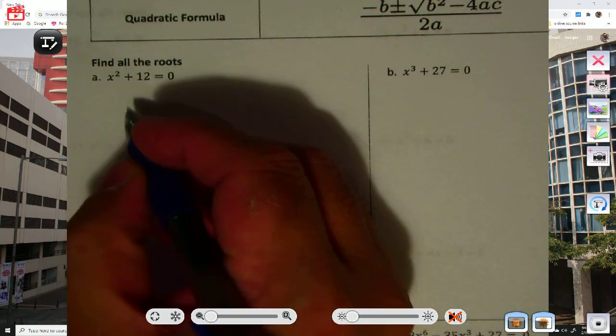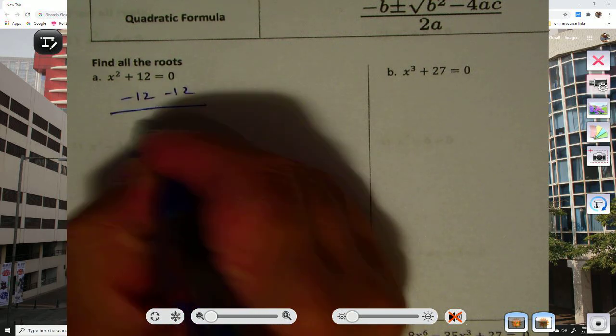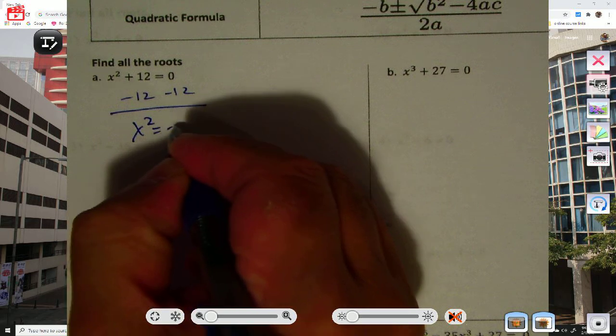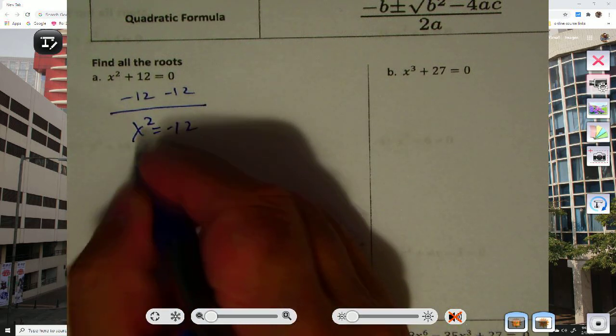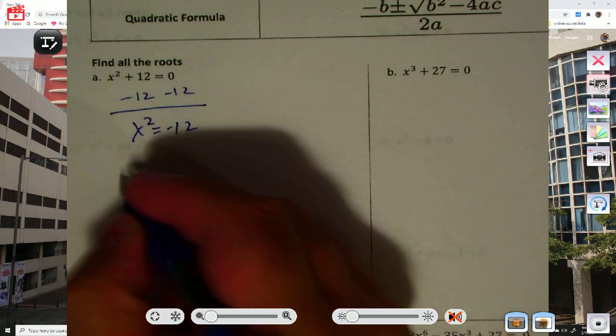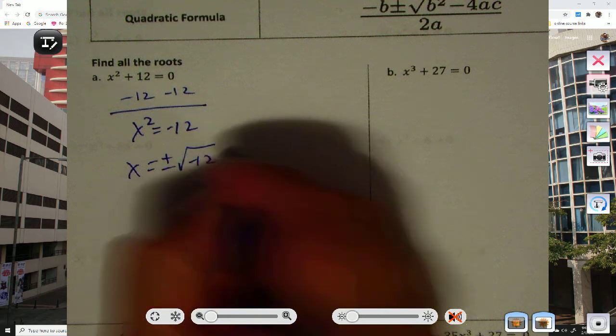So what we're going to do is just isolate the x. To do that, we're going to subtract 12 from both sides. That gives us x squared equals negative 12. And then to get rid of this x squared, the exponent of 2, we're going to take the square root of that. So that means we're going to be plus or minus the square root of negative 12.